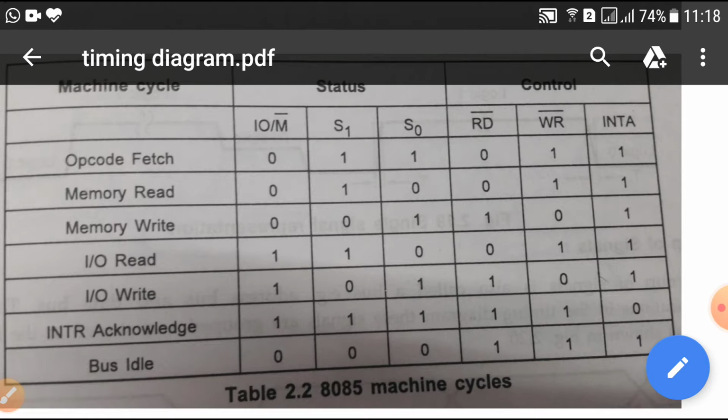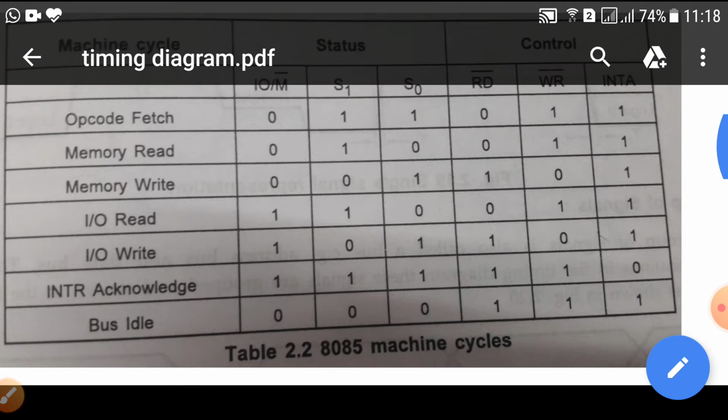Memory write is an operation in which we are writing something into the memory. Input output read operation is an operation in which we are reading something from the input output. Similarly, input output write is a process in which the processor is writing something on the input output.